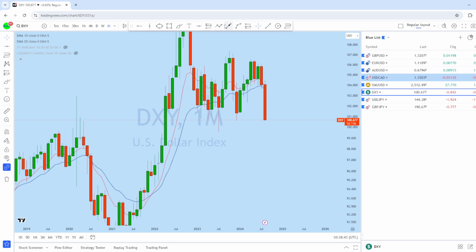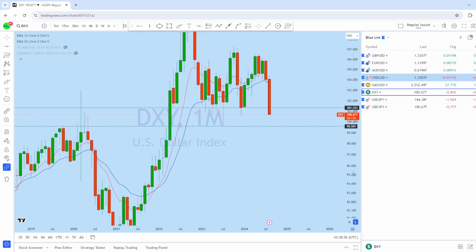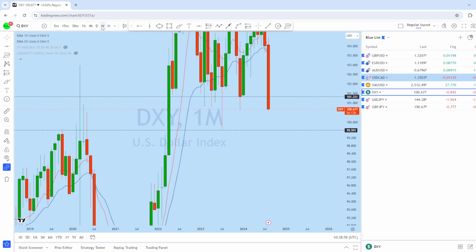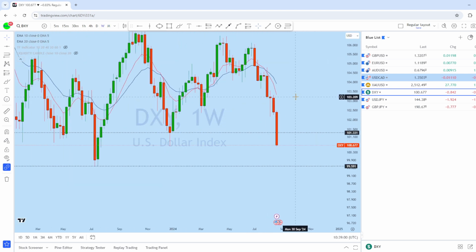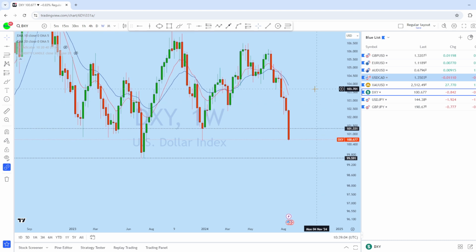Currently the market is below this important support level, and we can expect DXY to keep pushing down, and we could see that ultimately the price is breaking below this support level. If we drop down to the weekly chart, we can see that the market is maintaining bearish price action.